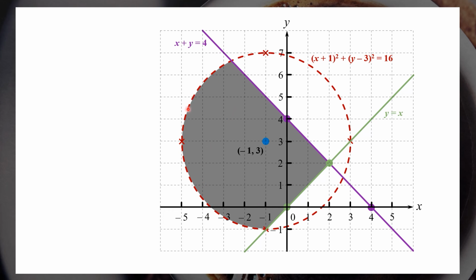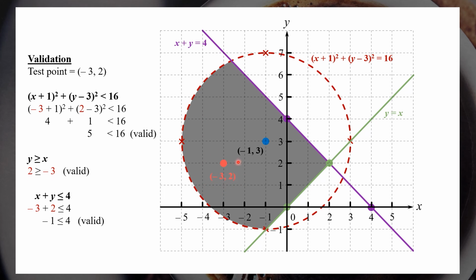First, I'm going to choose a point from this shaded region. Let's say the test point is -3 and 2. So here is the test point, -3 and 2. So we're going to substitute this test point into the system of inequalities. For the first inequality, when x is -3 and y is equals to 2, we substitute into this inequality. -3 plus 1 is -2, -2 squared is +4. For this part, 2 minus 3 is -1, -1 squared is +1. So 4 plus 1 is 5, so 5 is less than 16. This statement is valid.